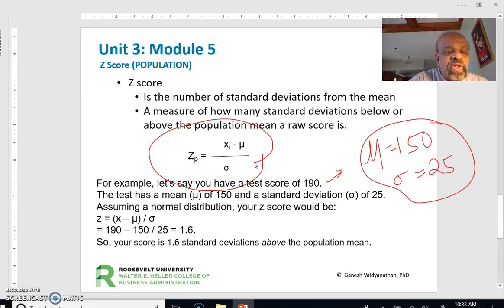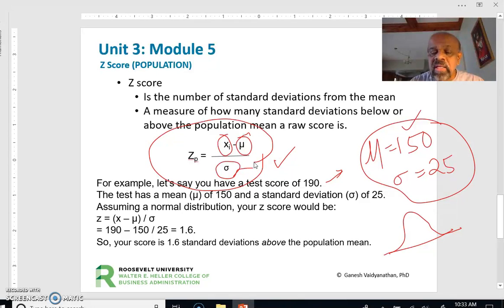Now, you need to assume a distribution. Every time we do a z-score, we are going to assume it is going to be a normal curve or a normal distribution. This is called a bell curve, as we talked about before. The z-score you can find out from this equation, where your score is 190, the mu is 150, and sigma, the standard deviation, is 25. So the mean is 150, the standard deviation is 25, your score is 190.